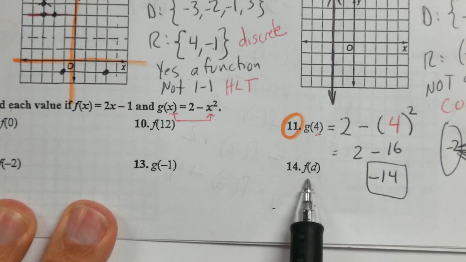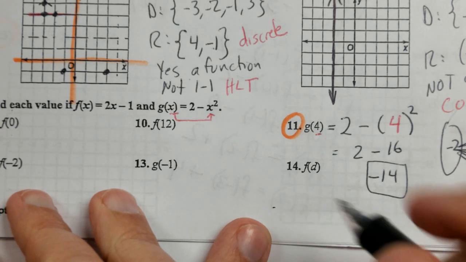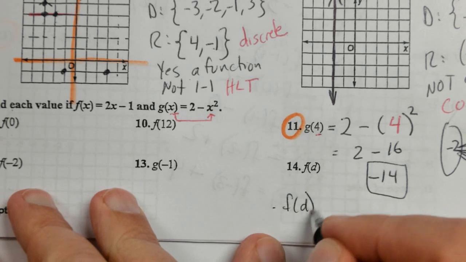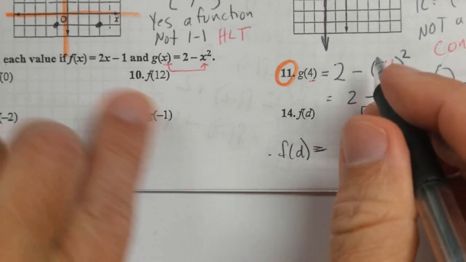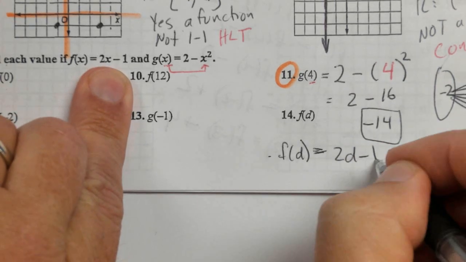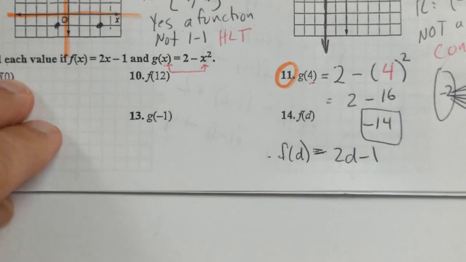As opposed to number 14, we would take the f function and plug d in. That would be 2d minus 1. And that's all you could do, because you can't simplify anything.